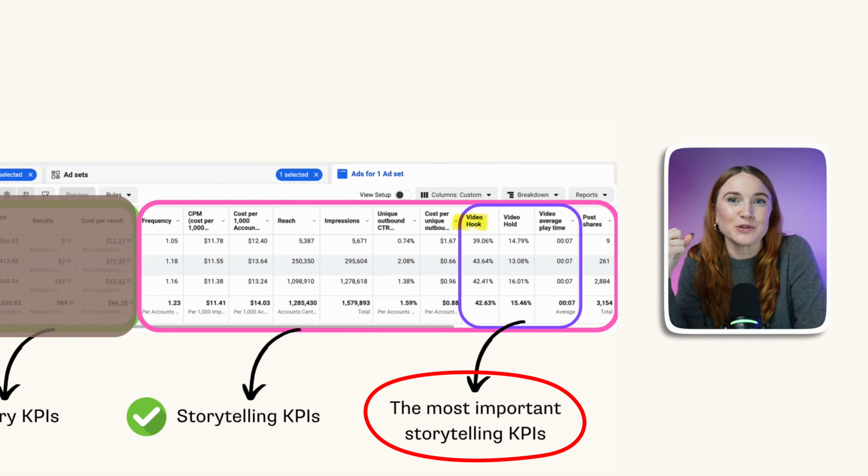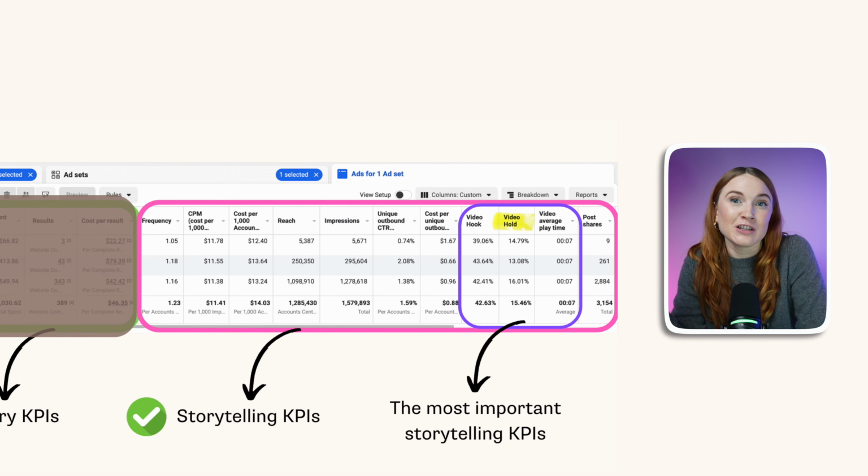Now, what I will say is, very often, the most important storytelling metrics often comes down to video creative because we have a lot more data when looking at video creative, right? We're able to see, hey, how good did this creative do at actually hooking our audience?